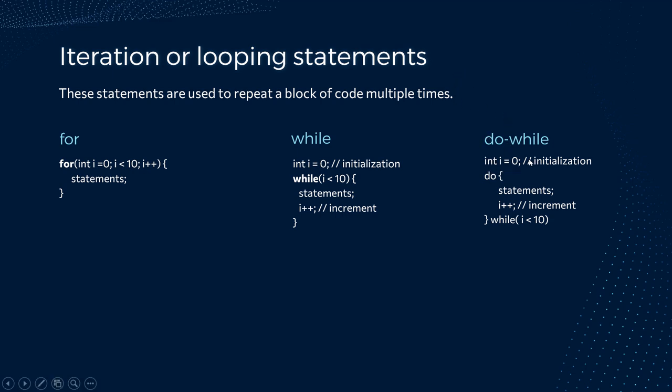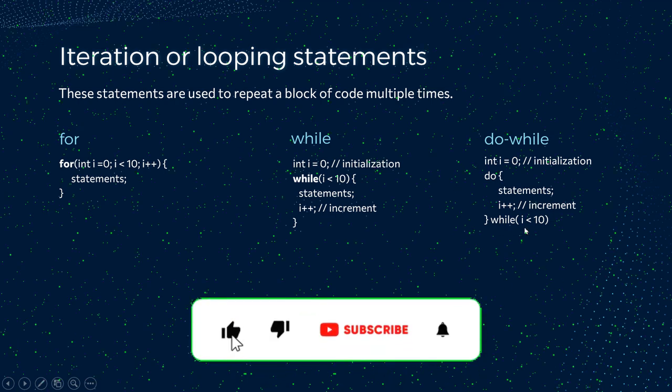So here again we have the initialization and then the do keyword, and in curly brackets we have the statements, and the last one is the increment or decrement. After this do block we have the while and then the condition. There is a difference between while and do while. In while it checks the condition first, and only if it is true does it come inside the block, but in do while it executes at least once, irrespective of the condition being false the very first time.